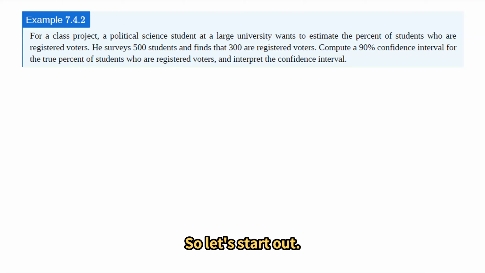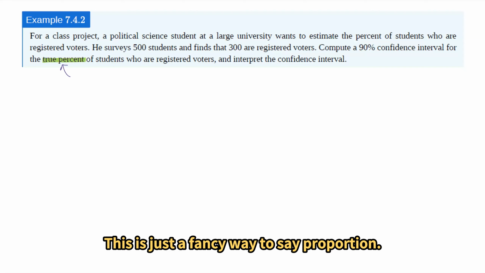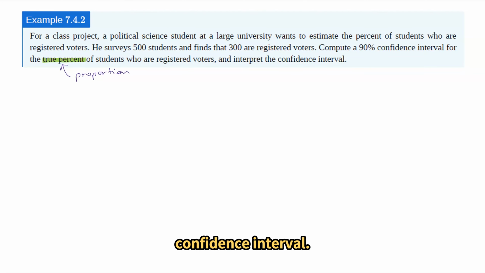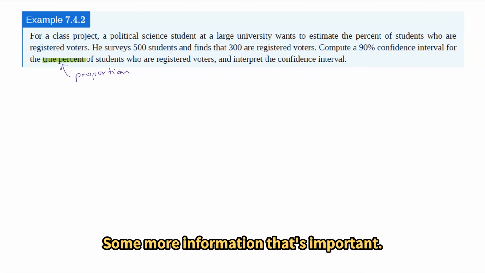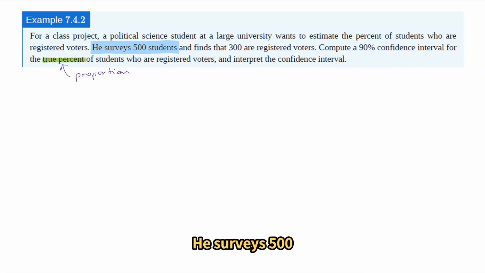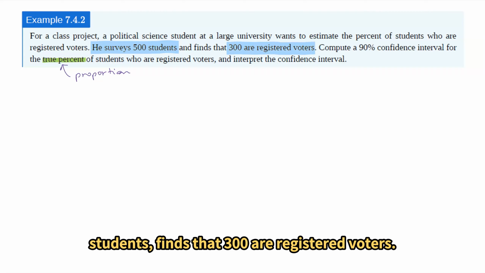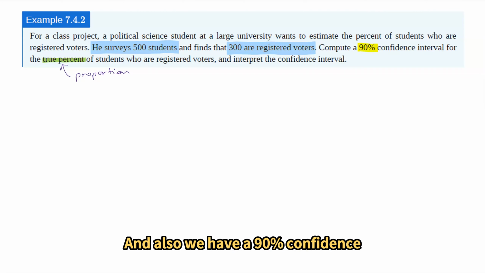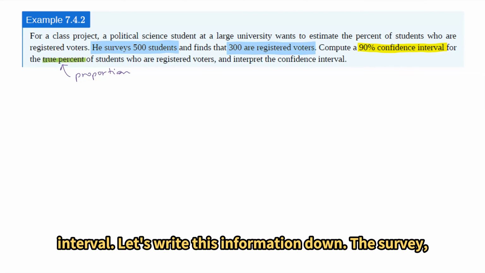So let's start out. We notice we're being asked for a true percent of students. This is just a fancy way to say proportion. So we're doing another proportion confidence interval. Some more information that's important: he surveys 500 students, finds that 300 are registered voters, and also we have a 90% confidence interval. Let's write this information down.